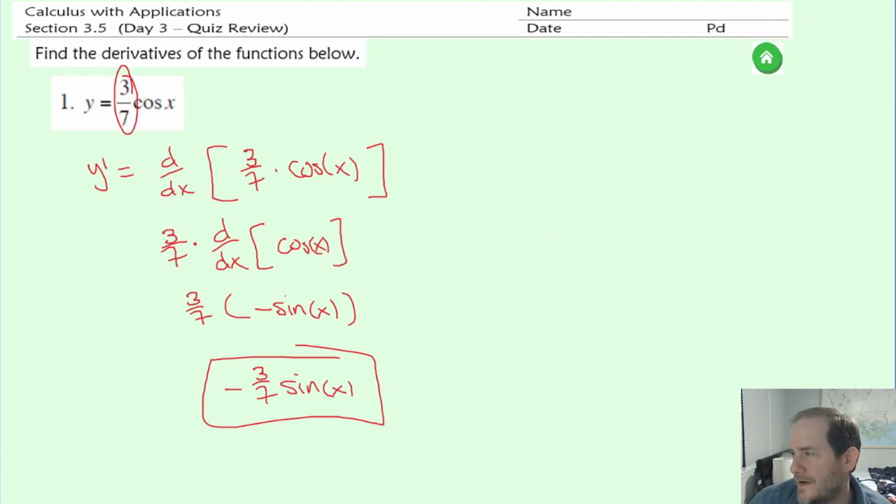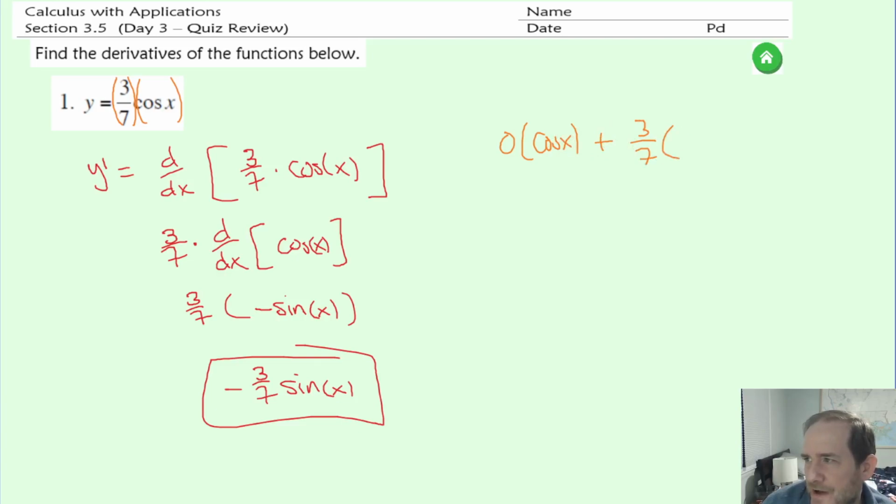Because number 1, I did have some people look at that and they thought, okay, that's product rule. Because they saw the 3/7 and they thought of that as a thing, and then the cosine of x is a thing. And the deal is, you're right, you actually could do this as a product rule problem, but the derivative of 3/7 would be 0. So you would get 0 times cosine plus the 3/7 times the derivative of cosine, which is negative sine. So it's not actually wrong to think of it as a product rule problem, but you're making it overly complicated.